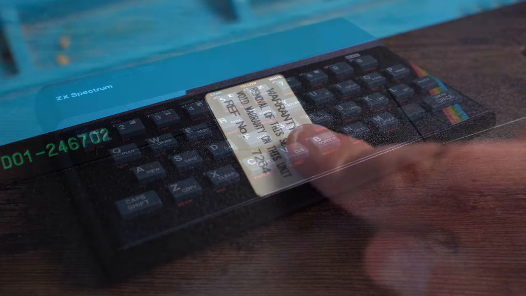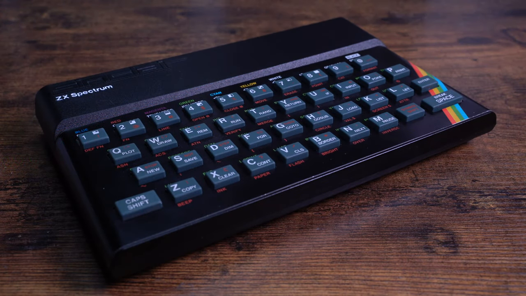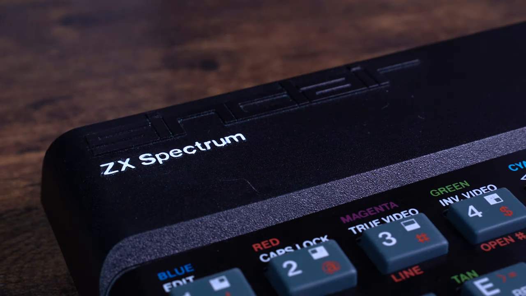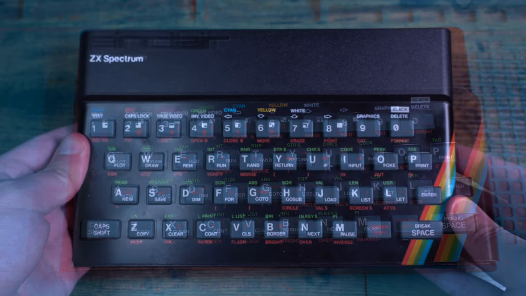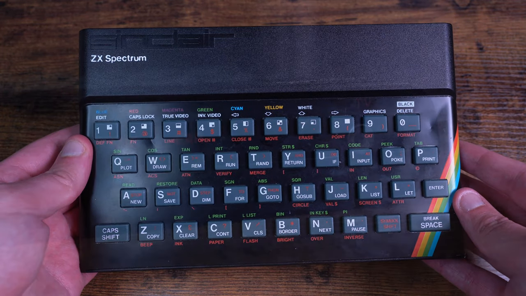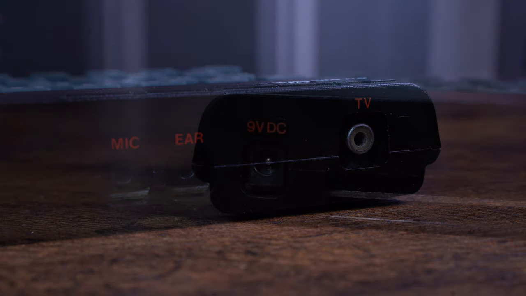And with the restoration complete, it's been hard work, but I am so happy with how it's turned out. A system which was not in the best shape when I bought it, restored to its former glory for its 40th anniversary.